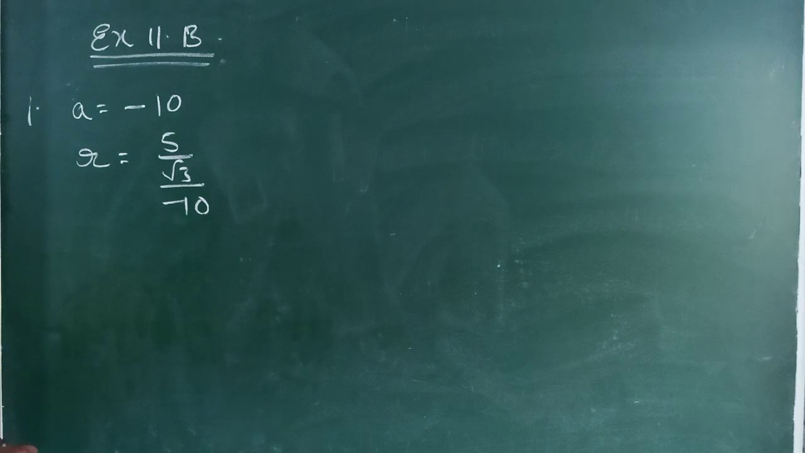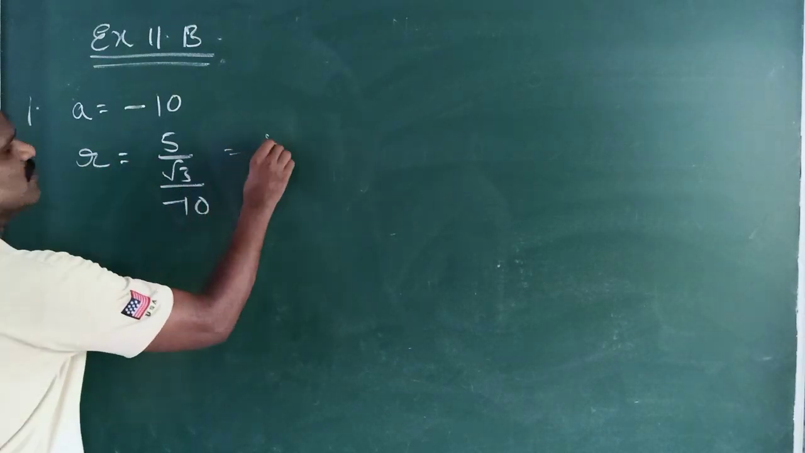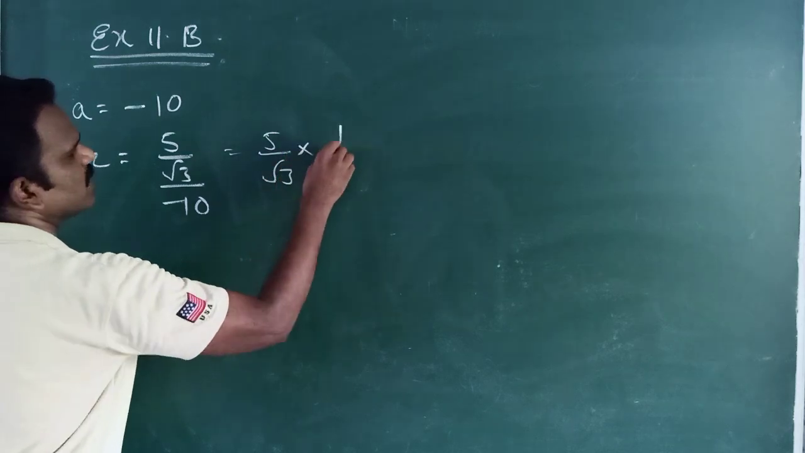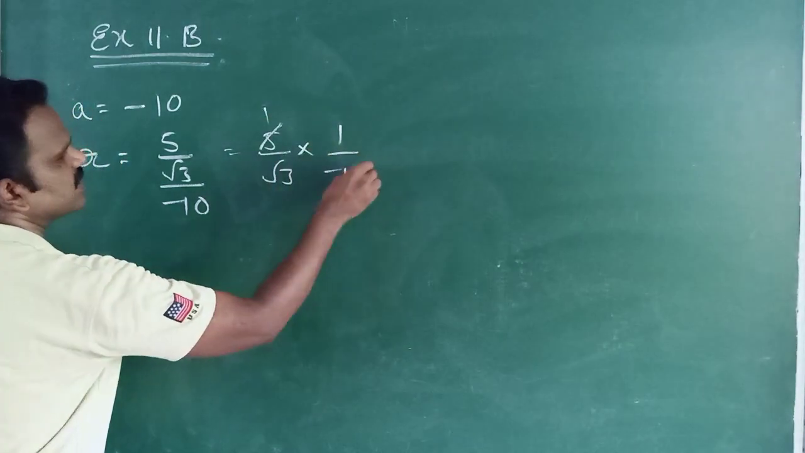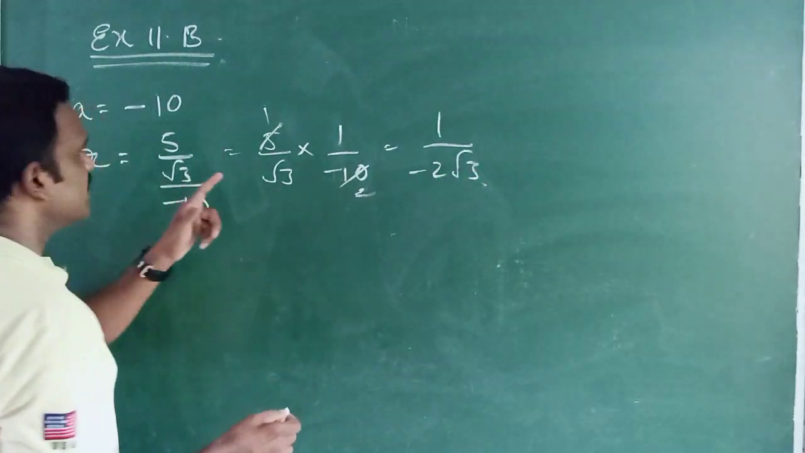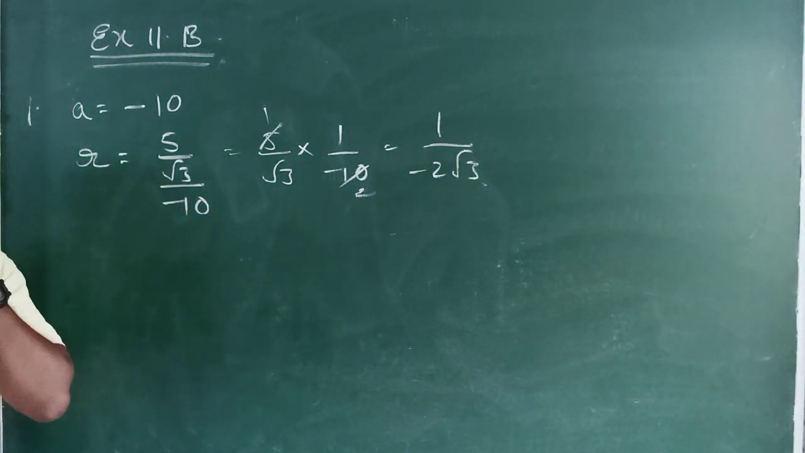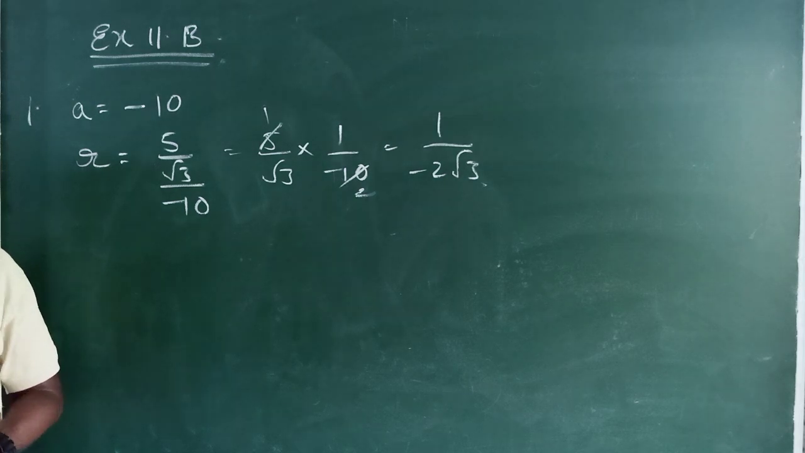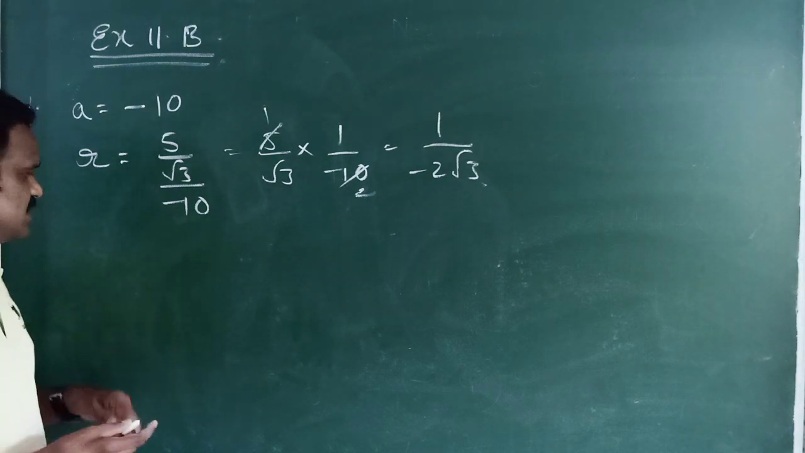So see this one, children. T2 by T1: 5/√3 divided by -10 is equal to 5/√3 into 1/(-10). So 5 one time, 5 two times. So what we get? 1/(-2√3). Our R is 1/(-2√3). Okay. Now let us find Tn.